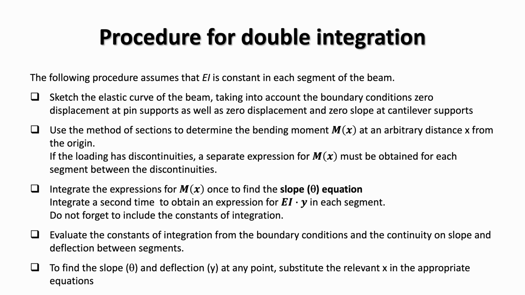This slide is a quick reminder of the standard double integration procedure. We assume that EI is constant within each beam segment. We sketch the elastic curve to identify boundary conditions, write the bending moment in each segment using the method of sections, and we integrate, once to obtain the slope, and a second time to obtain the deflection expressions. The integration constants are then found from the boundary conditions and continuity of slope and deflection, and the final equations are used to evaluate slope or deflection at any point of interest.